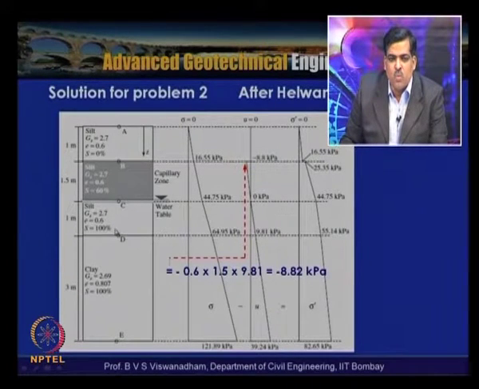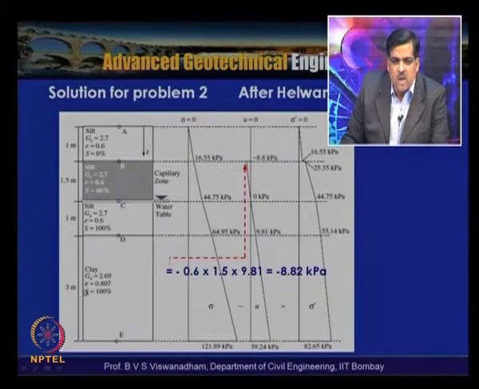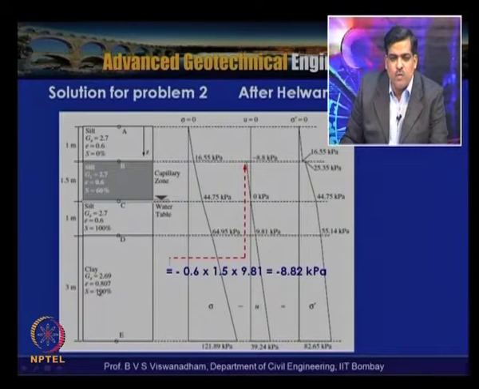And here below the groundwater table, the soil has 100% saturation, the specific gravity of the solids is the same, and the water table is located 2.5 meters below the ground surface. And here the clay layer has a specific gravity of 2.69, void ratio of 0.807 and degree of saturation of 100%. So let us locate points A, B, C, D and E. So this is the partially saturated capillarity zone.